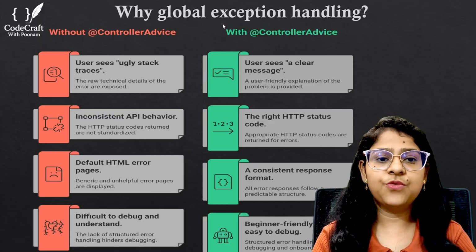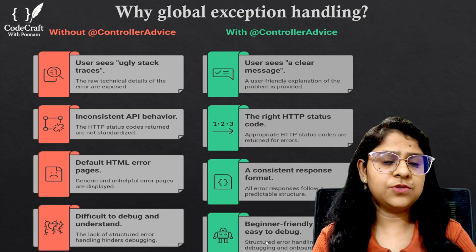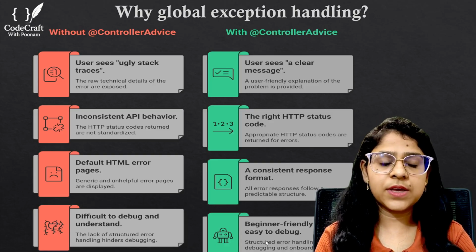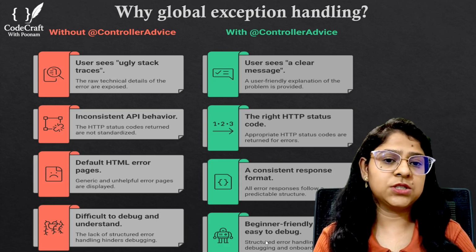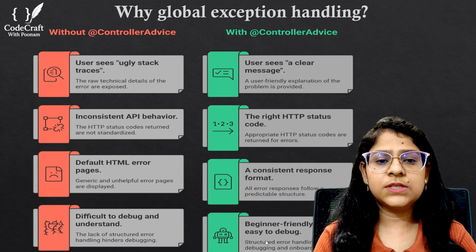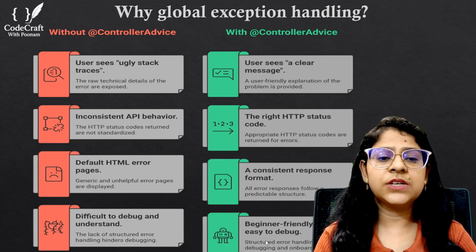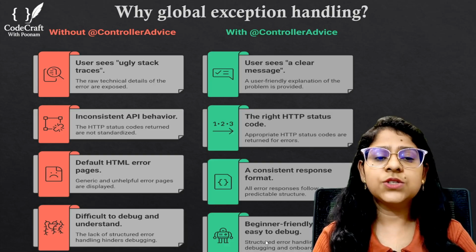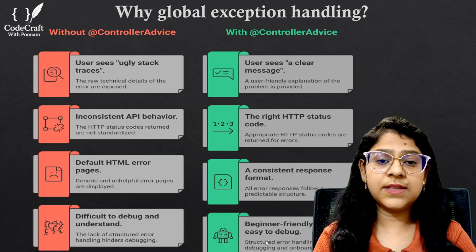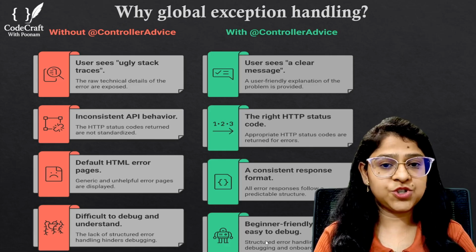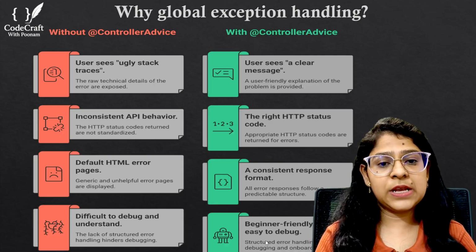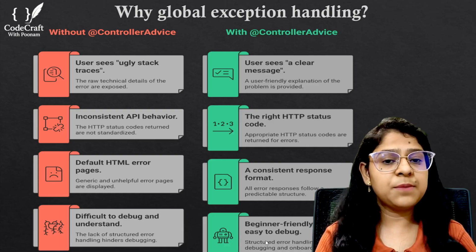So now coming to why global exception handling. For global exception handling, we are using @ControllerAdvice. If you don't use this annotation, then for example, if a user wants some recipe, and for that he will give some recipe ID, and if that recipe ID is missing, then the service throws an exception and the user sees what? Ugly stack traces, default HTML error pages, and inconsistent API behavior.